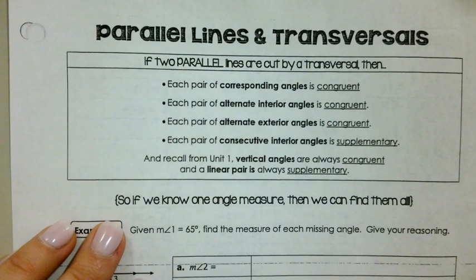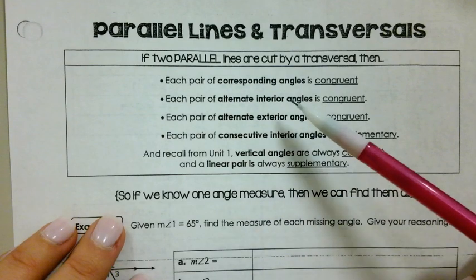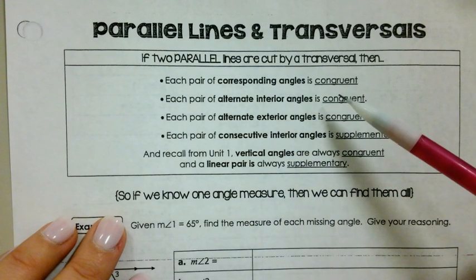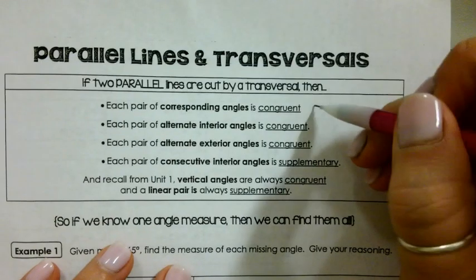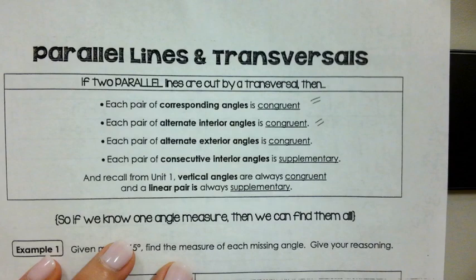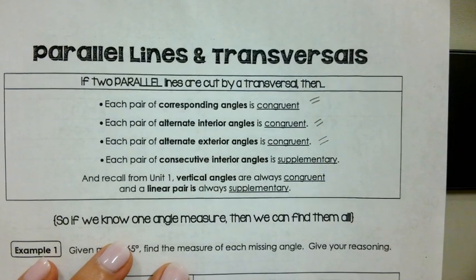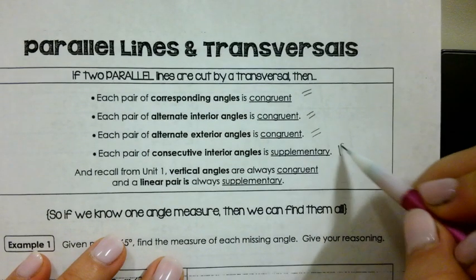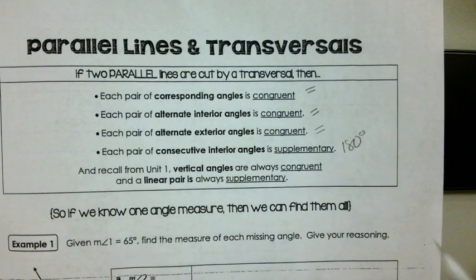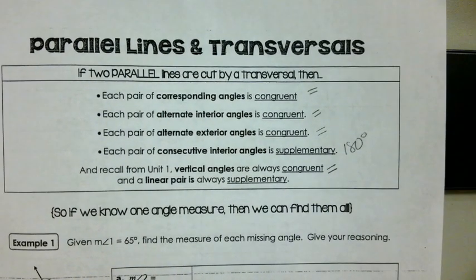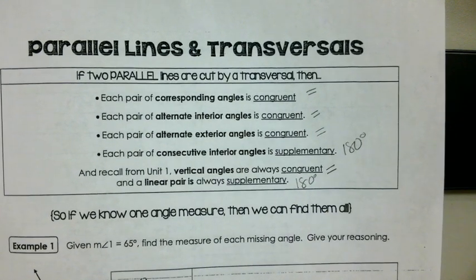So when you have parallel lines and they're cut by a transversal, the corresponding angles of the two intersections are congruent. Alternate interior angles are also congruent, so you want to make sure that you remember that these are equal to each other. Alternate exterior, they are equal, and consecutive interior angles are 180 degrees. Vertical angles, if we remember from chapter 1, they are equal, and a linear pair equals a straight line. So those are 180 degrees as well.